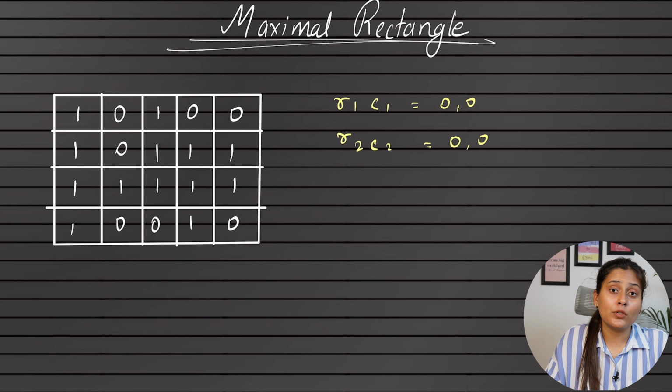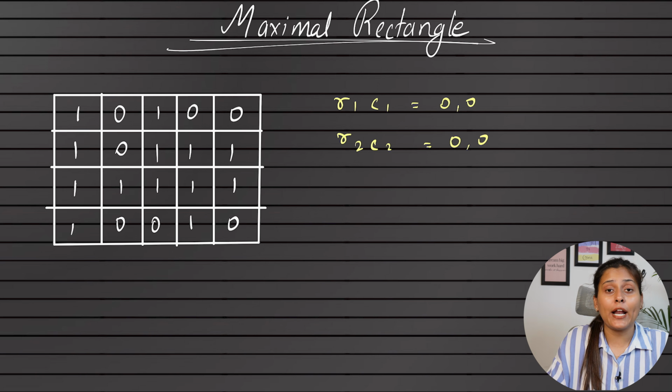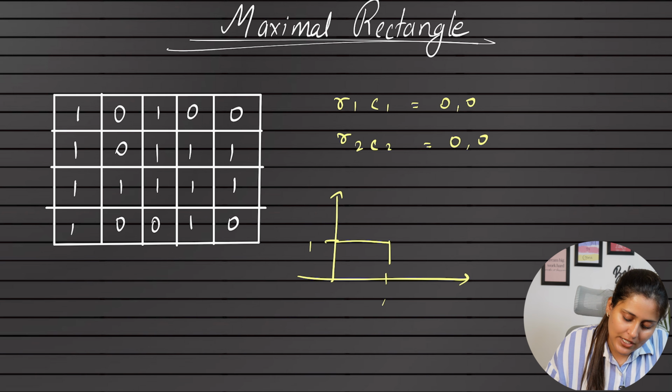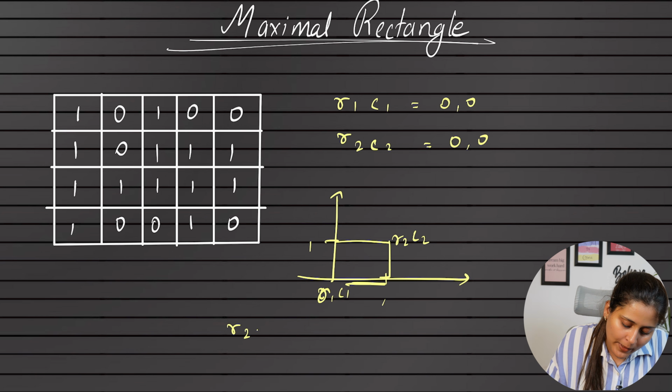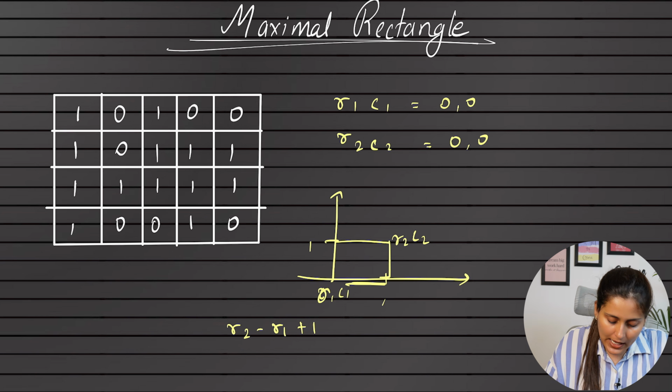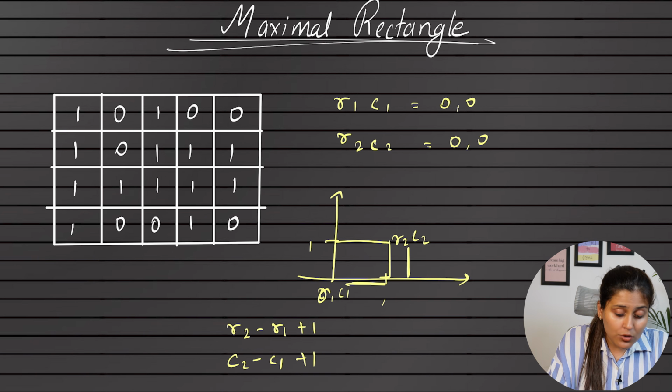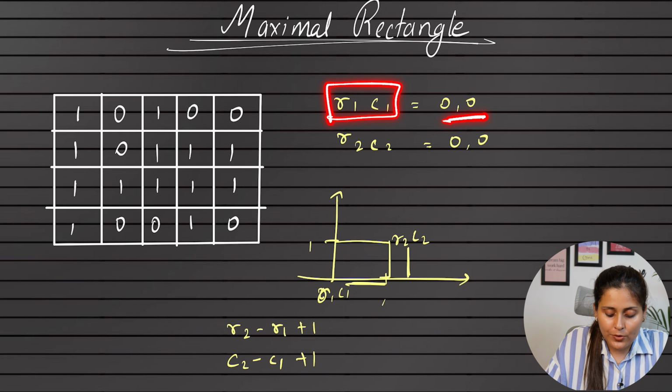But how can we calculate the length and breadth? Because for the area of any rectangle we need length and breadth, right? So can I say on a number line, from 1 to 1, how do we actually calculate from R1 C1 to R2 C2? For the length part, we always do R2 minus R1 plus 1. Similarly for the breadth part, we do C2 minus C1 plus 1. So here also we can do similarly, where R1 C1 is 0 0 and R2 C2 is also 0 0.